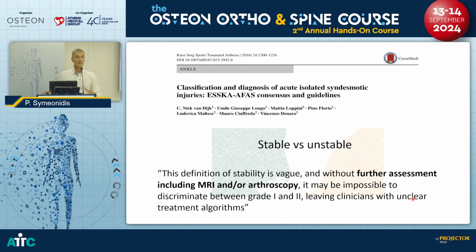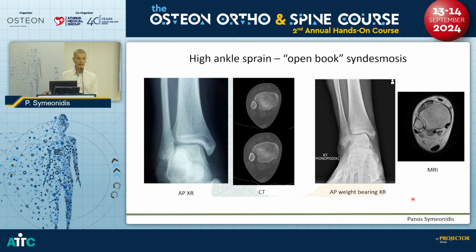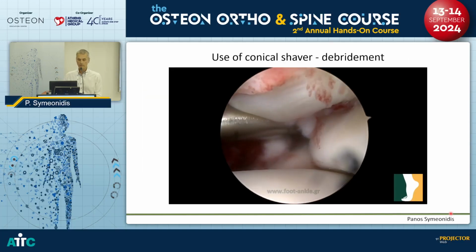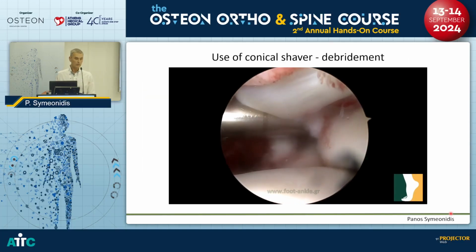And if they're unstable, we need to operate. How will we decide upon that? Again, with imaging. How would it look like in arthroscopy? These are the usual open book ones. This is a posterior open book here, and this is an anterior open book in the CT and MRI with quite normal looking x-rays, both of them. But this is how it would look like.